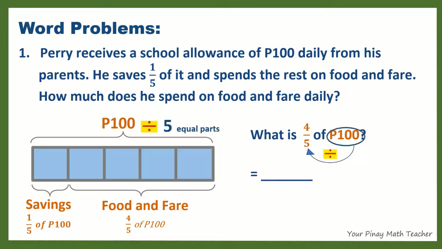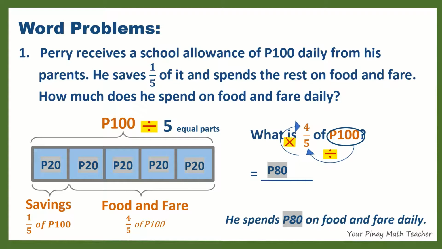So we divide 100 by 5 equal parts. We get 20 for each equal part. So for food and fare, it only consists of 4 equal parts. So 20 times 4, or 20 plus 20 plus 20 plus 20, we get 80 pesos. So he spends 80 pesos on food and fare daily.